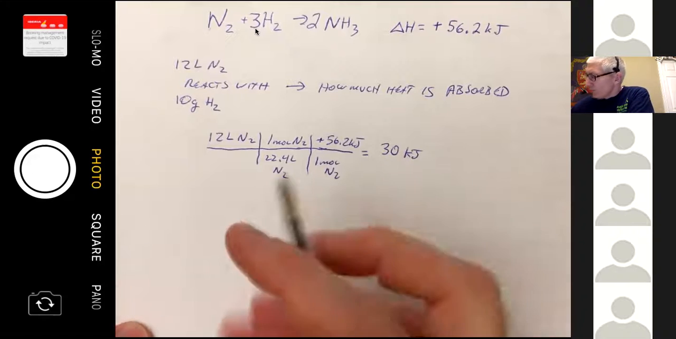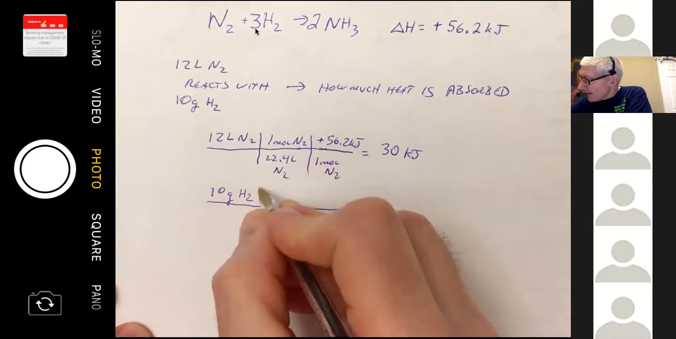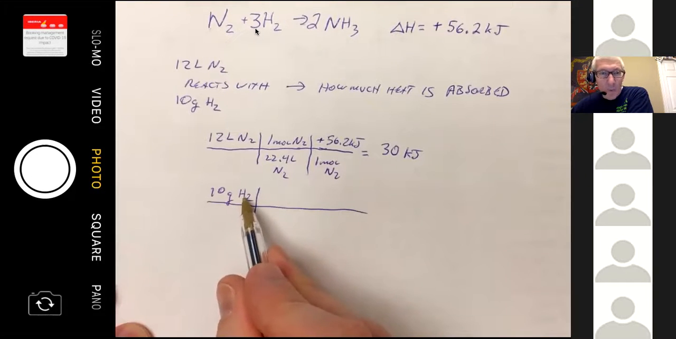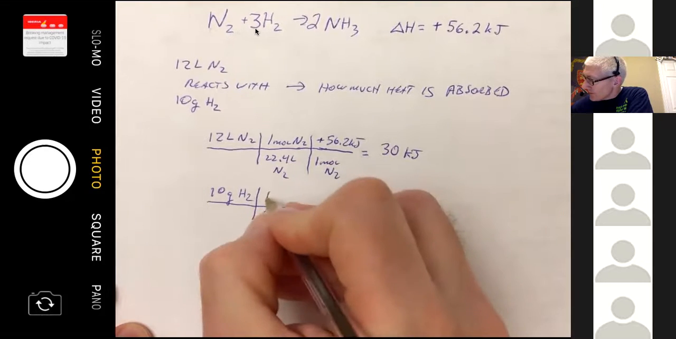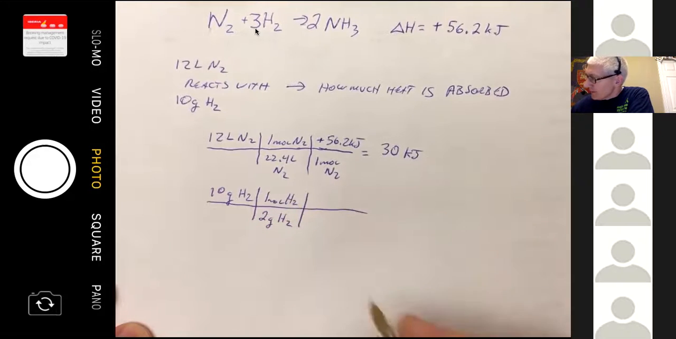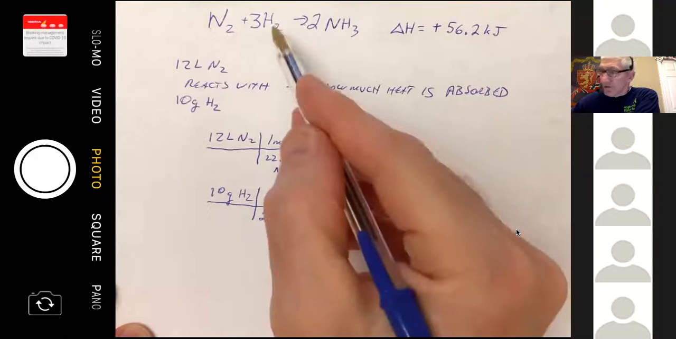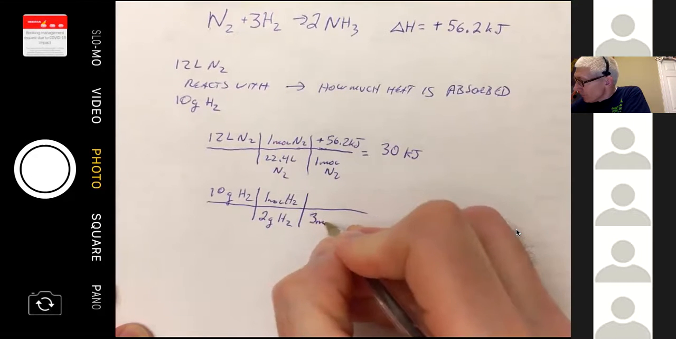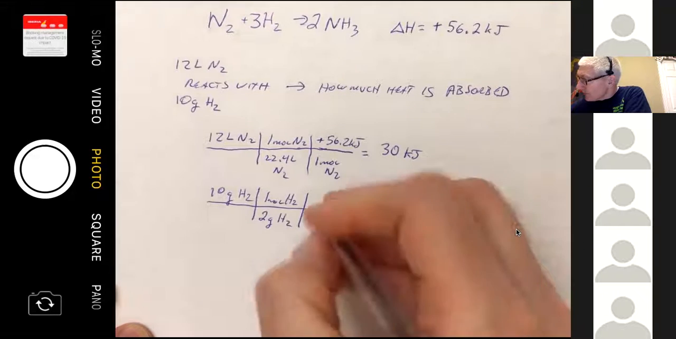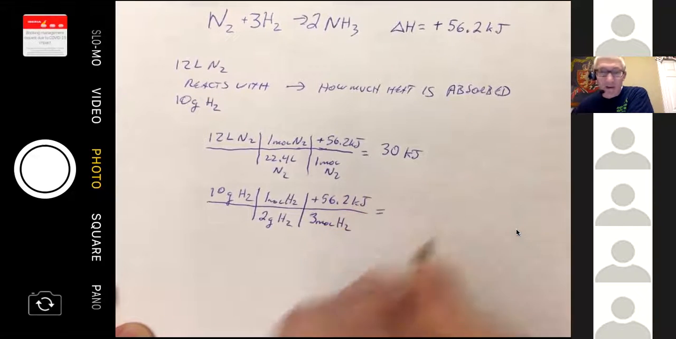So now we do the other one. We say, look, for 10 grams of H2, let's remember that the mass of hydrogen is 1, so H2 has a mass of 2 grams. That's going to be 1 mole of H2. And then I've got to make sure that I'm using the right number of moles of H2. So for every 3 moles of H2, I'm going to, again, have to absorb 56.2 kilojoules worth of energy.